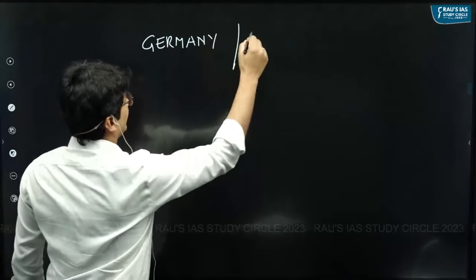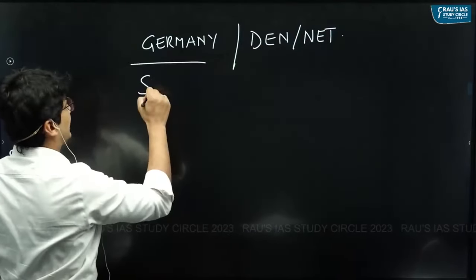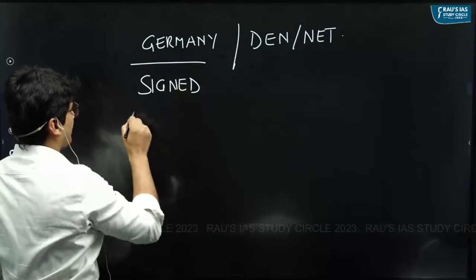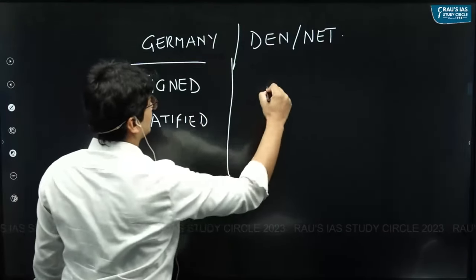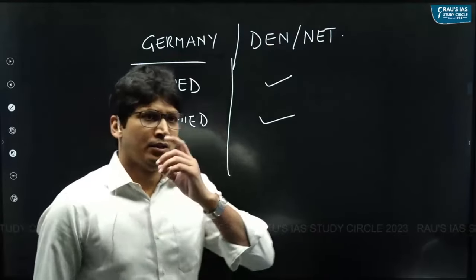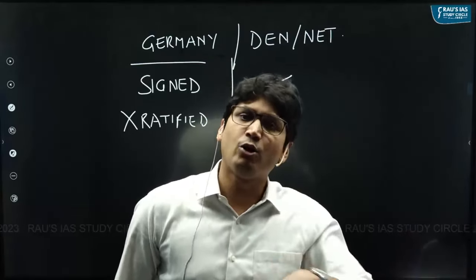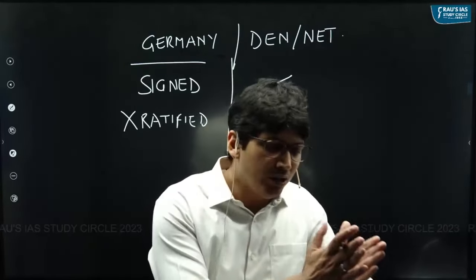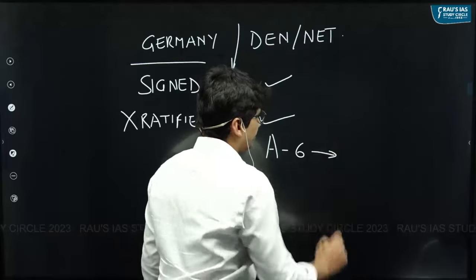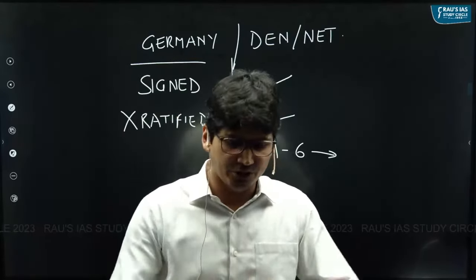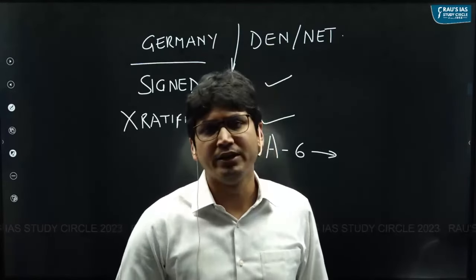Now, Germany and Denmark and Netherlands. Germany had signed the treaty, but not ratified. They had signed and ratified. So Denmark and Netherlands made a claim that since Germany had already signed the treaty, all the provisions of the treaty, including Article 6, which provided for the equidistant principle for delimitation of the continental shelf, were also applicable to Germany.